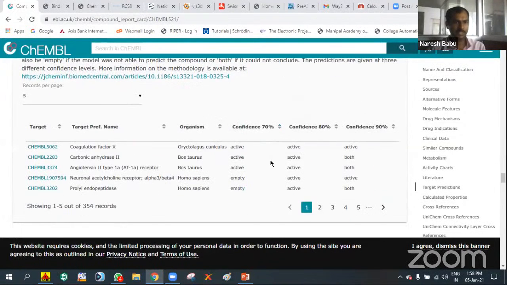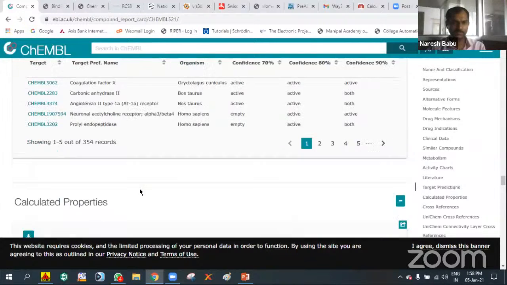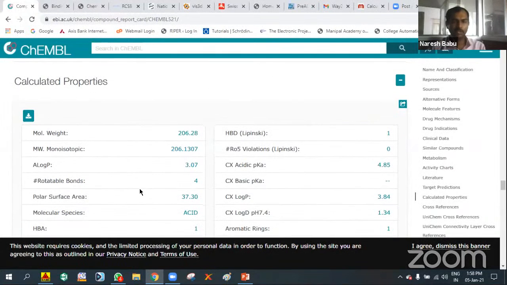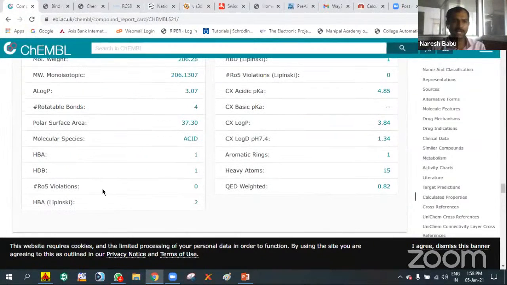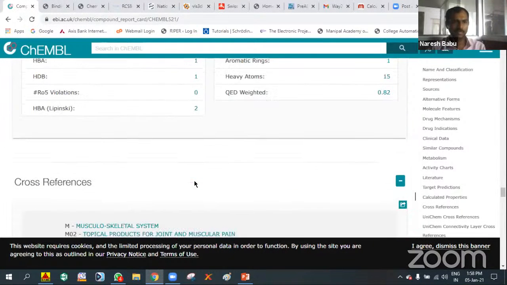So what are the target predictions? Coagulation factor, carbonic anhydrase, angiotensin II type, and neuronal acetylcholine receptors, and prolyl endopeptidase. And different calculated properties are also given, as we've seen in the previous databases. Like molecular weight, rotatable bonds, polar surface area, hydrogen bond acceptors, donors, whether rule of 5 is satisfied or not. So all these chemical properties.